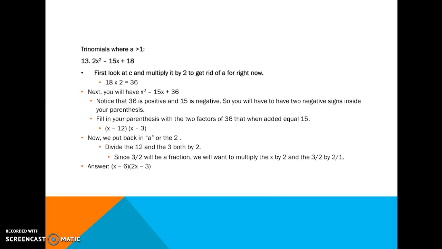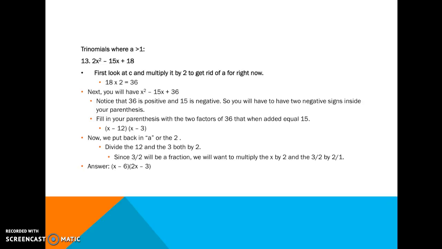Now we are going to fill in our parentheses with the two factors of 36 that when added together equal 15. Running through the factors of 36, I found that 12 and 3, when added together, equal 15. And when you take 12 times 3, it equals 36. So those are our two numbers. Inside my parentheses, I added the two negative signs so that negative 12 times negative 3 equals positive 36.